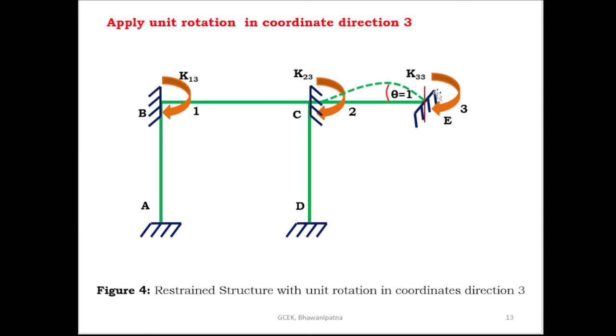So when the rotation takes place at E, there is no effect on coordinate 1. So K13 is equal to 0. Then find out K23. K23 you can find out from this span C. So here K23 is equal to 4EI theta C by L plus 2EI theta E by L. Then K33 is also found from this span. So K33 is equal to 4EI theta E by L plus 2EI theta C by L. And the end conditions are theta B 0, theta D 0 and theta C 0, only theta E is equal to 1.